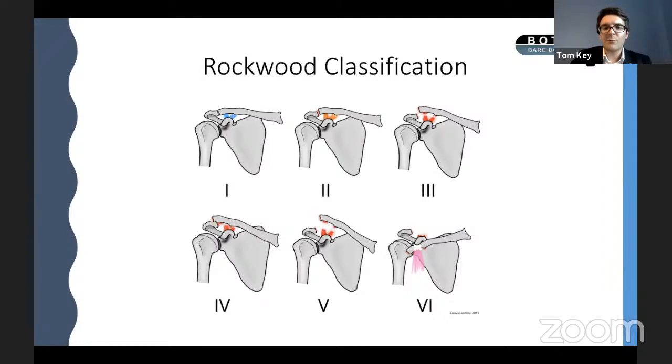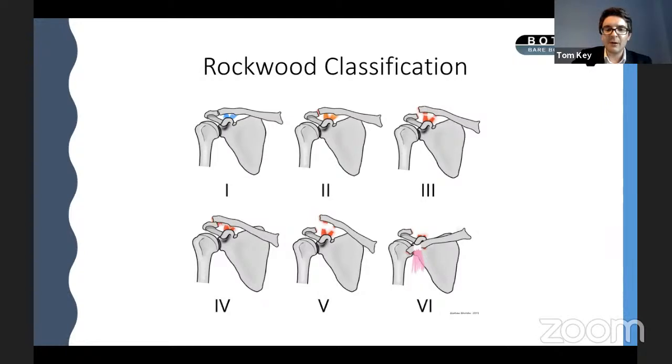In brief, type 1 represents an acromioclavicular ligament sprain, and the AC joint is still grossly congruent. In type 2, there is both an AC ligament rupture and also a CC ligament sprain with superior displacement of the clavicle. In type 3 injuries, which are the most contentious as to whether they should be treated non-operatively or surgically, this represents both an AC and CC ligament rupture, and the superior clavicle displacement is above the superior border of the acromion.